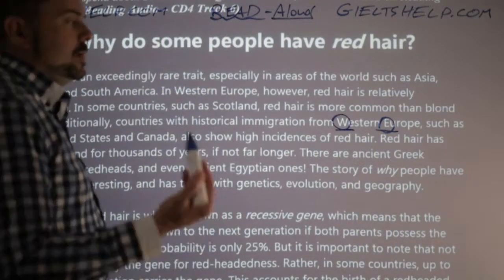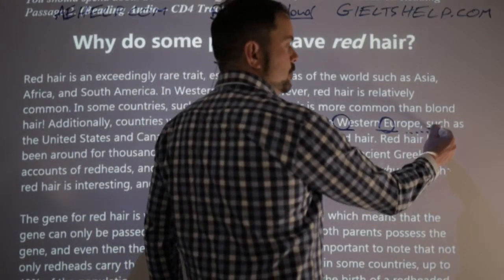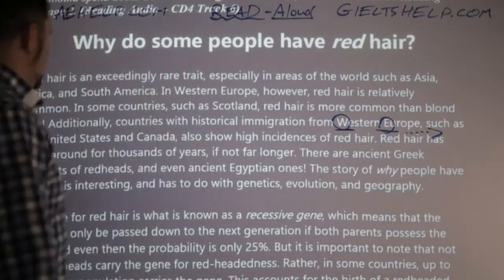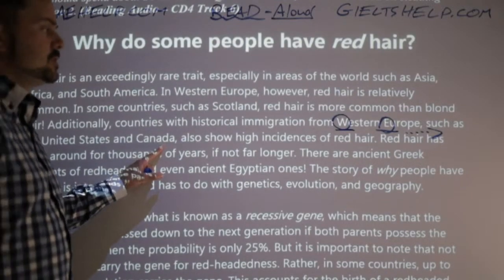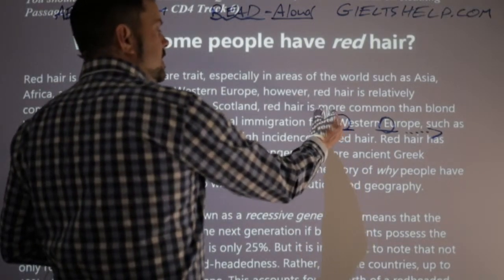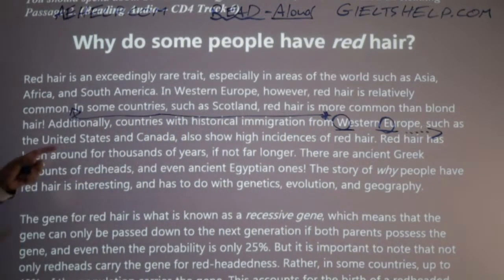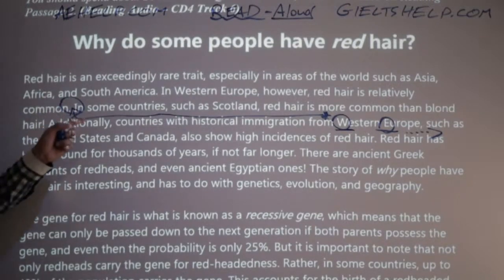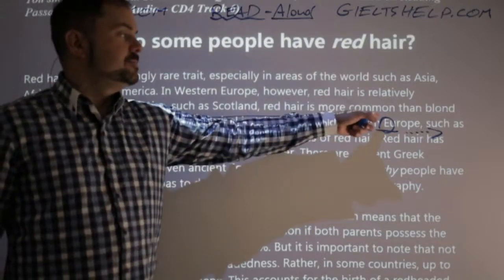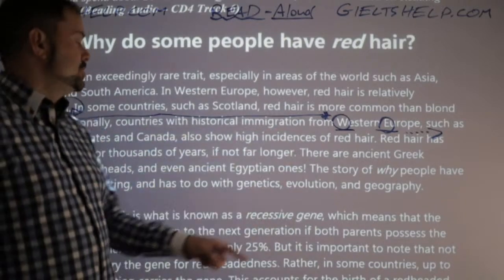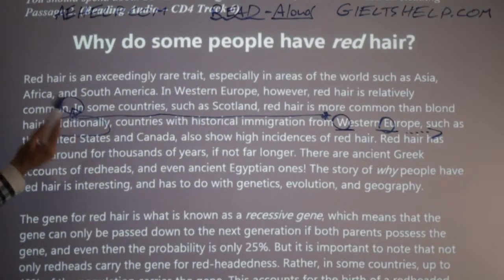And then one mistake that students make is they read from the word forward, but you won't find the answer. "Western Europe, such as the United States and Canada", that won't make sense. So what you have to do is go back to the start of the sentence, which is right there. So start reading from here. "In some countries, such as Scotland, red hair is more common than blonde hair. Additionally, countries with historical immigration." Sorry, the sentence starts here. It's often a good idea, on that note, to go back even one more sentence, so the sentence before.